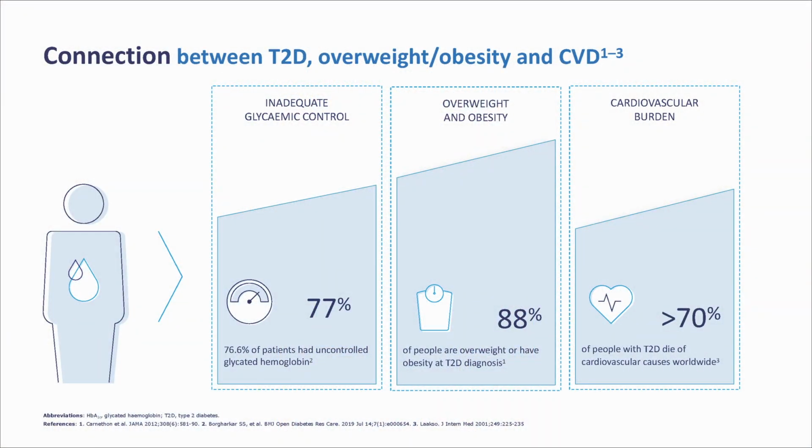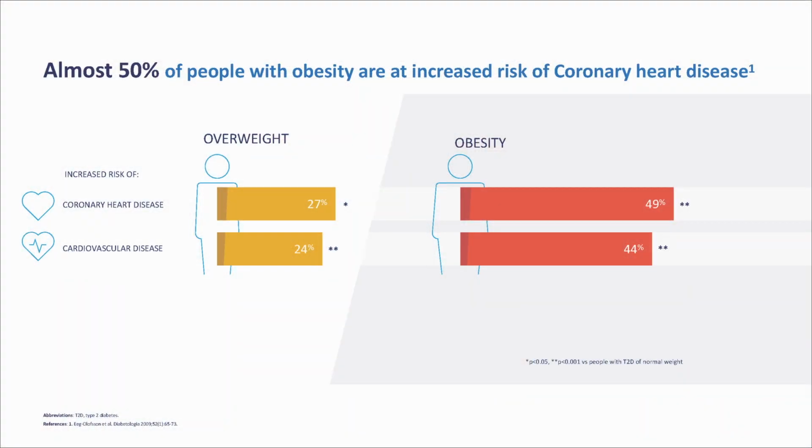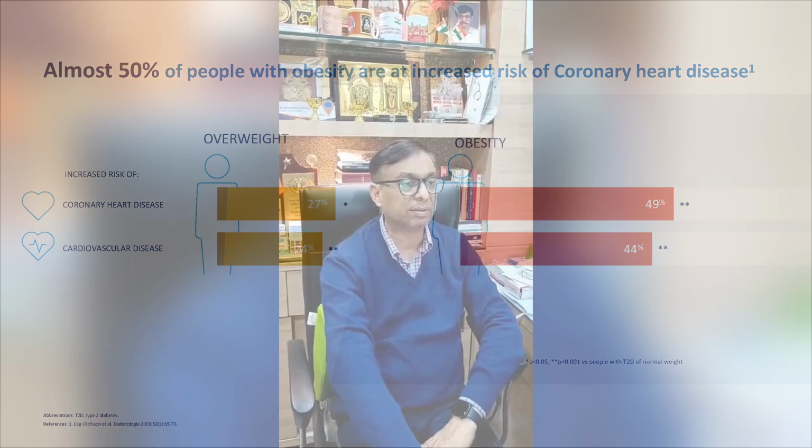The connections between type 2 diabetes, overweight, obesity, and cardiovascular disease are that inadequate glycemic control is seen in almost 77% of the people, overweight and obesity in 88%, and cardiovascular burden in more than 70%. And in type 2 diabetes, hypertension and dyslipidemia are more than 24% higher in those who are overweight and obese. So almost 50% of the people with obesity are at increased risk of coronary heart disease. This is very significant data. And overweight or obesity in type 2 diabetes is associated with an increased risk of acute coronary syndrome and even heart failure.